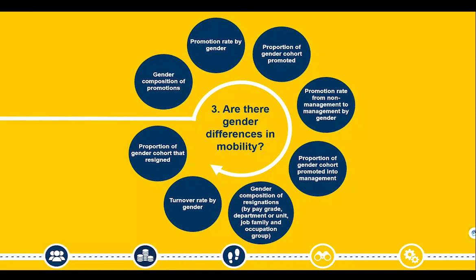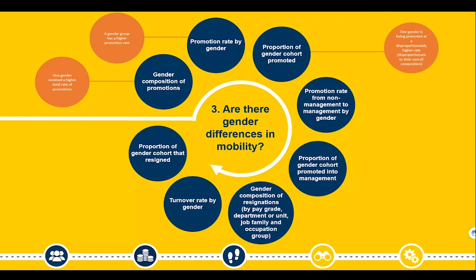Okay, so as always, to test the data, we need to establish the thresholds to identify hotspots, and so we've done that for you. And when we're looking at the gender composition of promotions, we're just looking to see whether one gender has received a higher total rate of promotions. So that's going to be our first clue. But we're also going to look at the promotion rate. So who is being promoted at a higher rate? Because if you've got a large number of men in an organisation and a small number of women, the total rate of promotions might be higher for men, but the rate of promotion might actually be higher for women. That's something we want to find out. The proportion of gender cohort promoted.